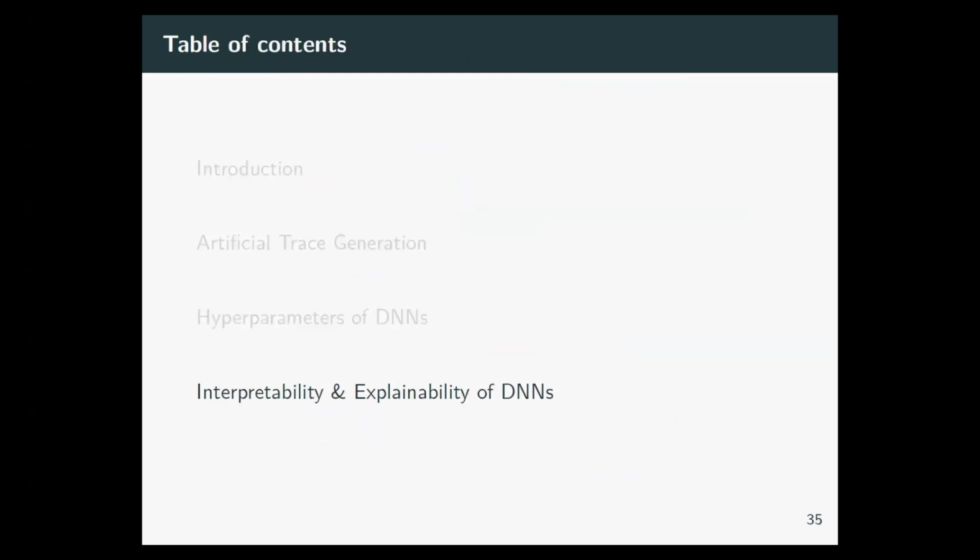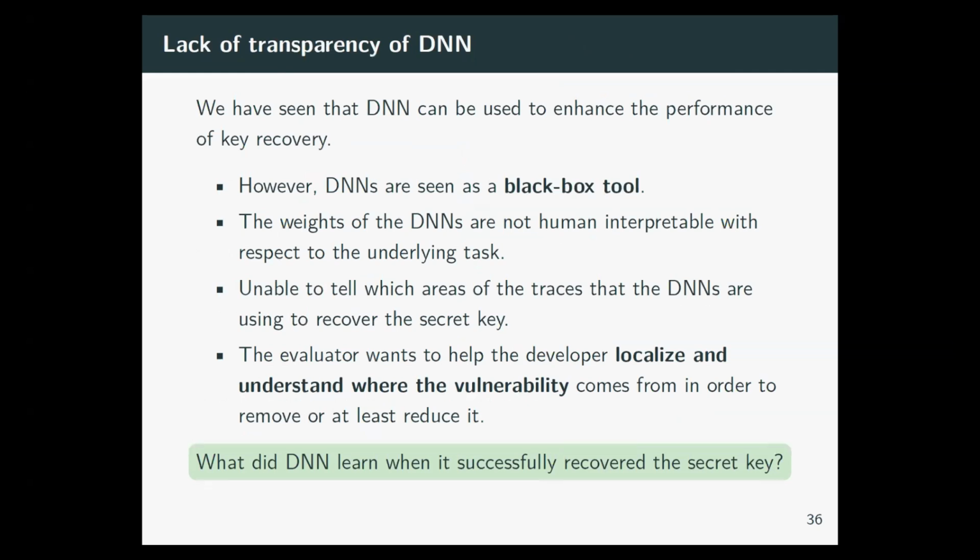So then we look into the aspect of interpretability and explainability of deep neural networks. We have already seen that deep neural networks can enhance the performance of key recovery, but they are still seen as a black box tool. The weights of the deep neural network are not human interpretable with respect to the underlying task. So we are unable to tell which area of the trace the neural network is using to recover the secret key, and we do not know what underlying leakage it is actually exploiting.